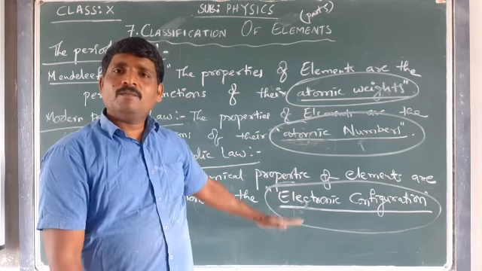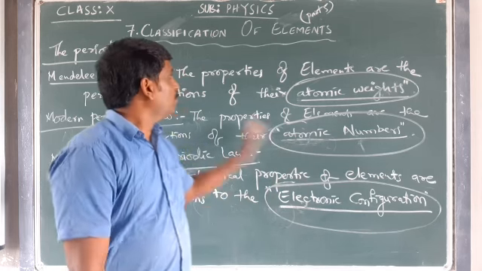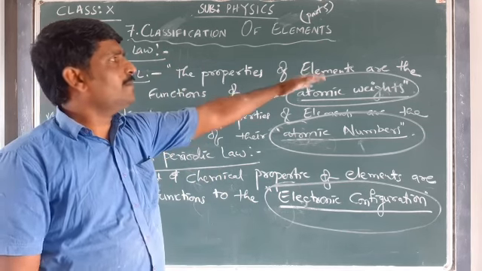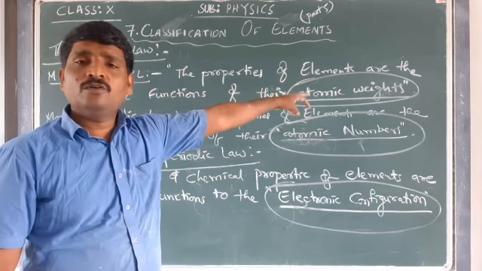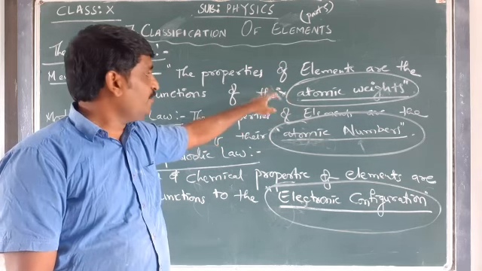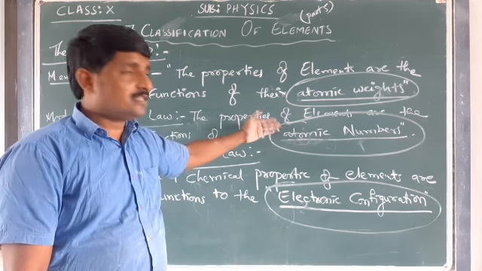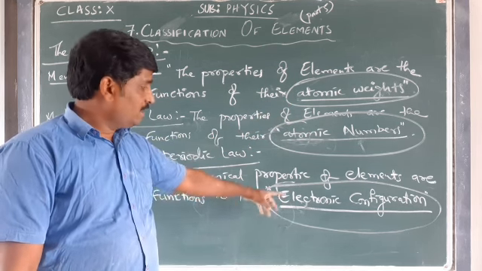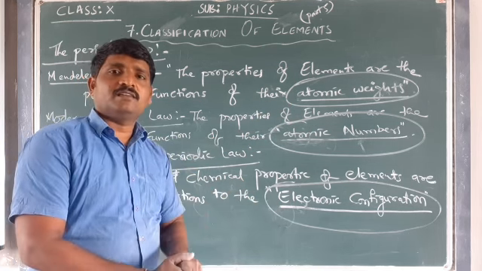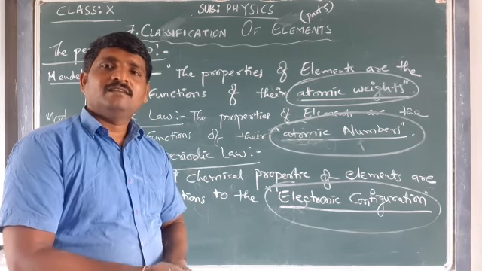These are the 3 periodic laws you have to remember. The properties of the elements are periodic functions of atomic weights was the periodic law of Mendeleev. According to atomic numbers was H.J. Moseley. He himself modified it to electron configuration. How this is helping, we will see in the next session.